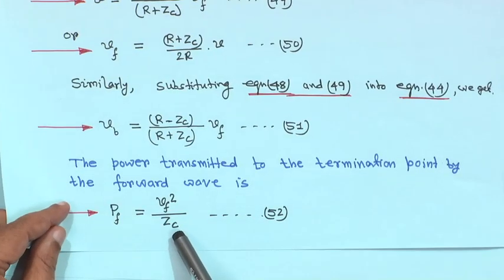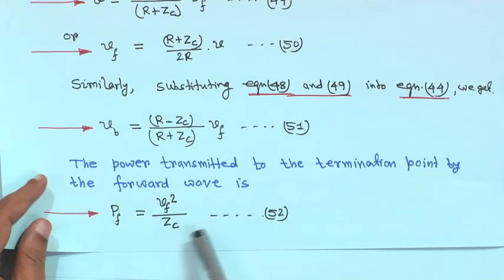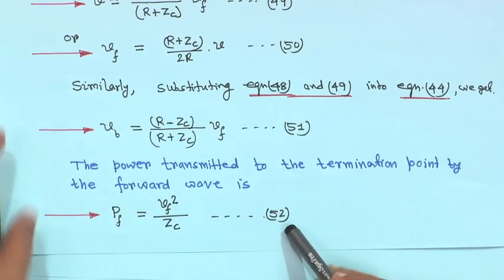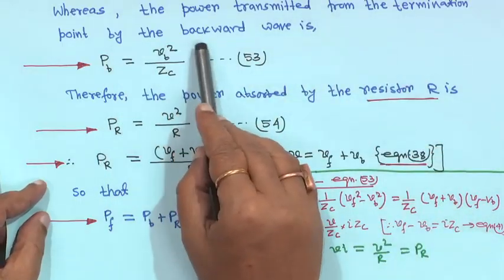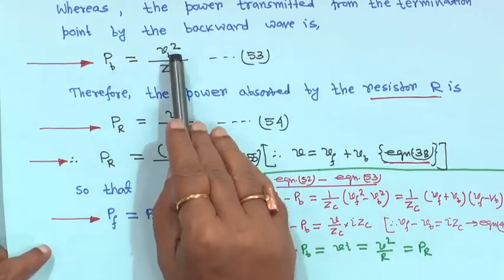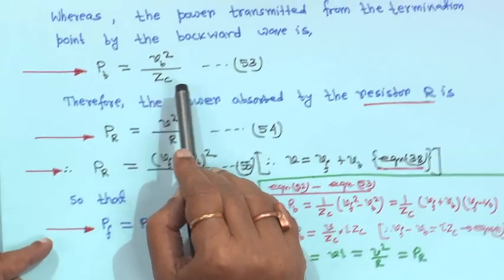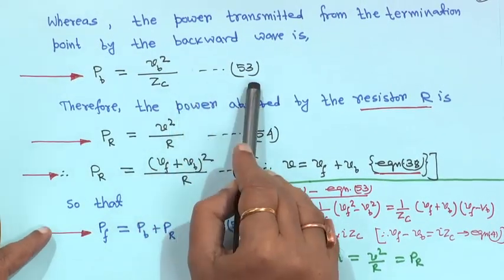So, the power transmitted to the termination point by the forward wave will be Vf square upon Zc, where Zc is the characteristic impedance of the line. This is equation 52, right. Next, the power transmitted from the termination point by the backward wave, Pb, will be Vb square upon Zc. This is understandable, right. So, it is equation 53.